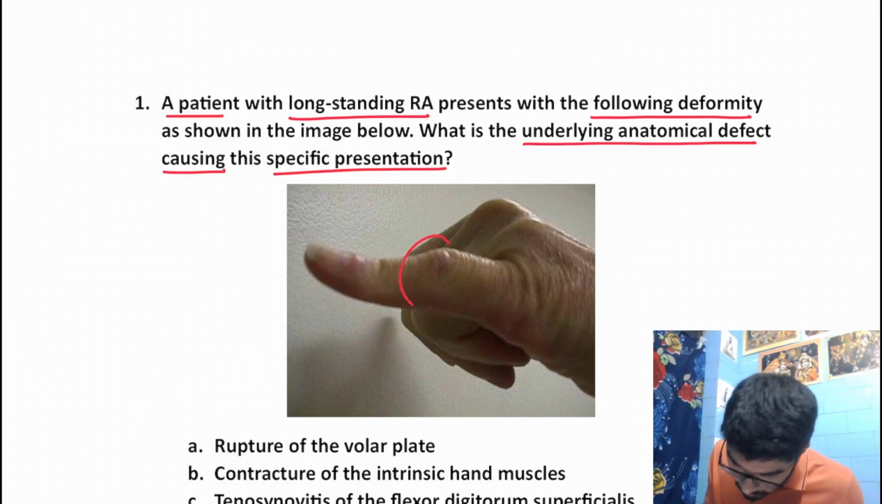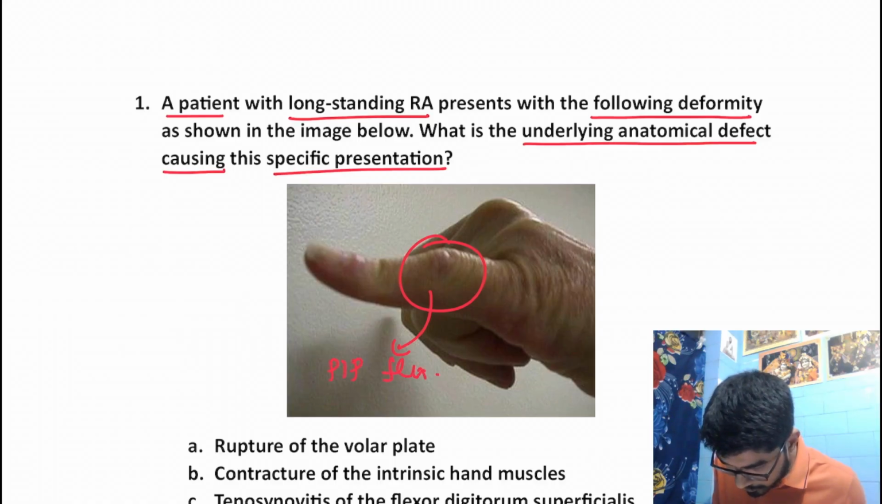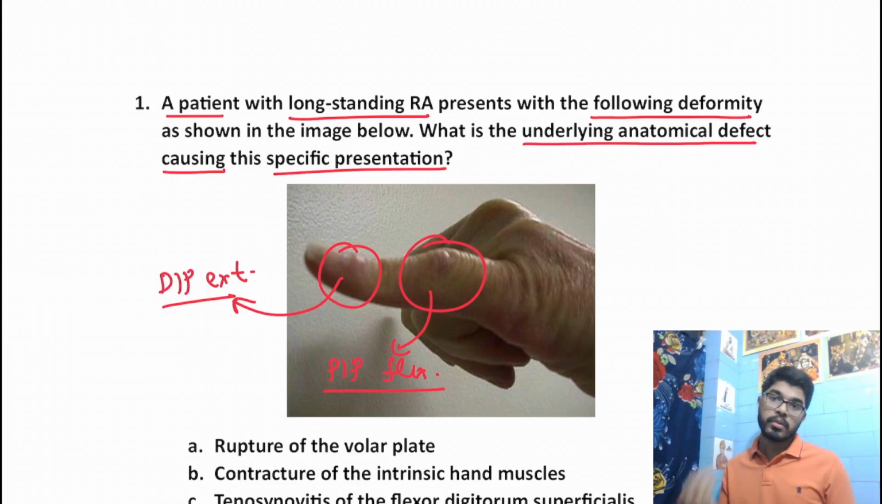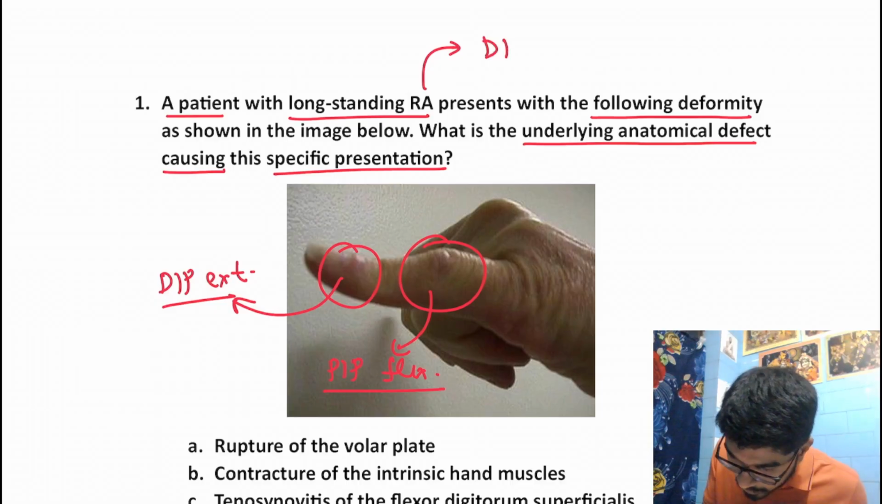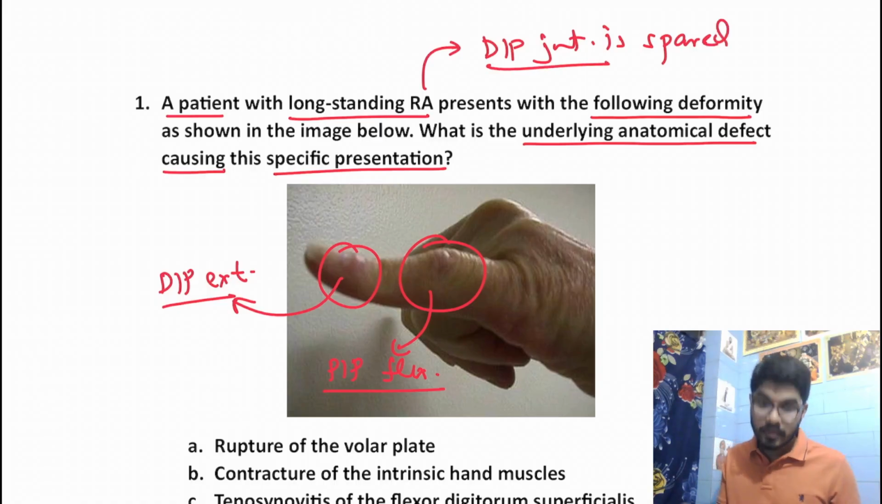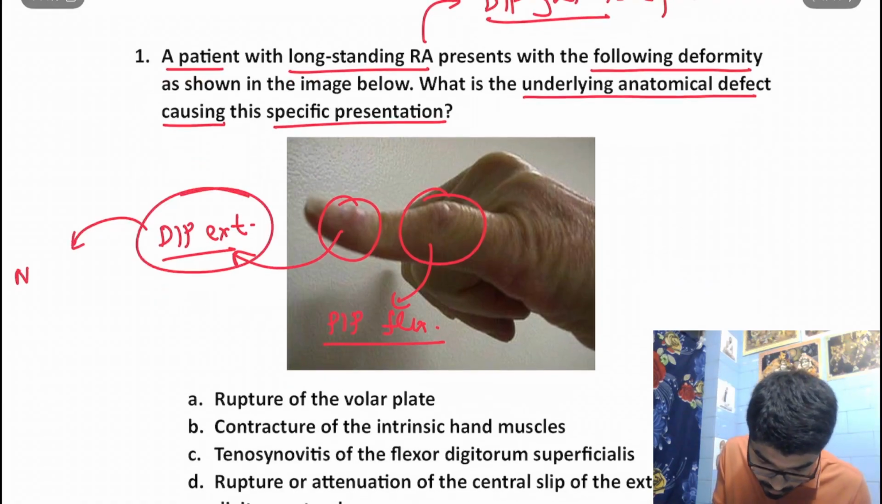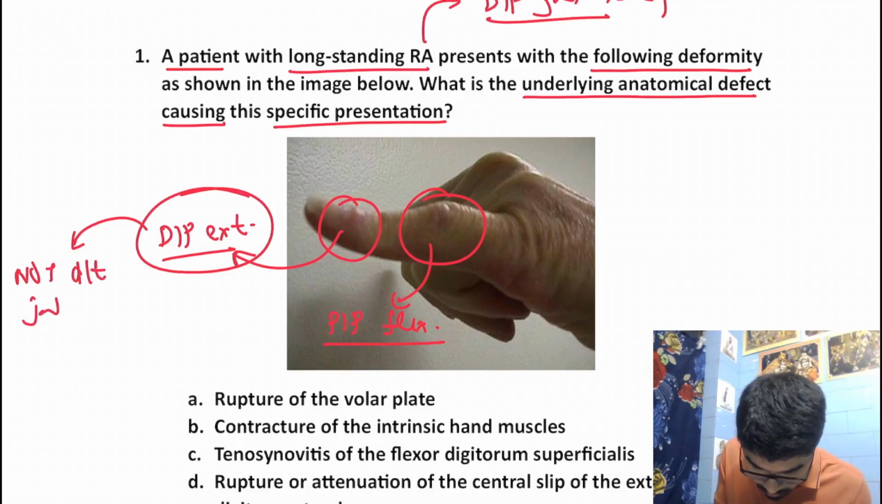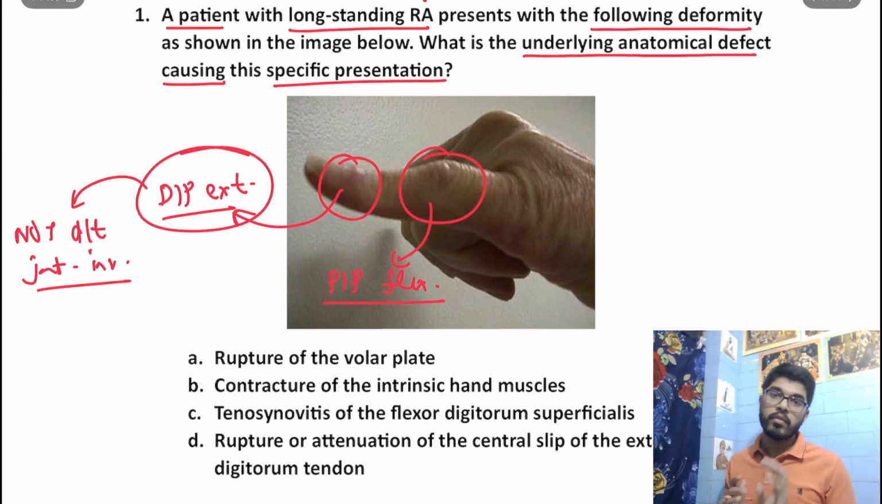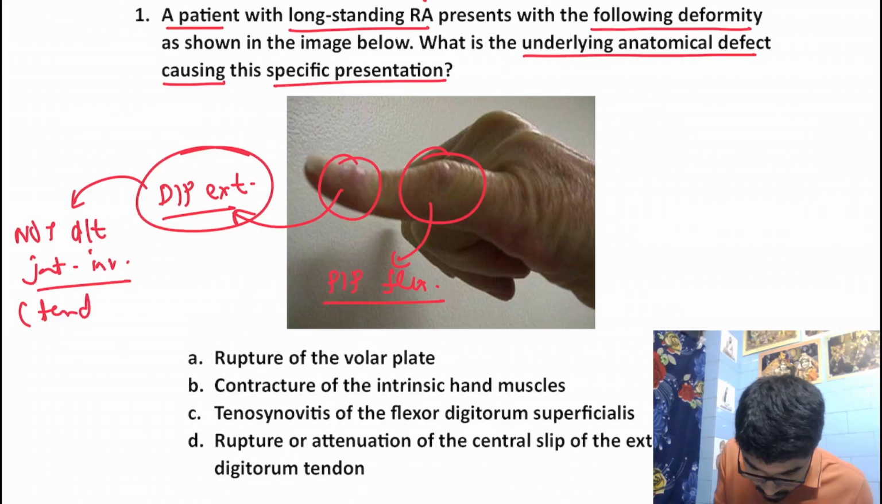So in this image we can very well appreciate that there is PIP flexion deformity. And in the DIP we can very well appreciate the extension. Now something important that we need to remember, that in rheumatoid arthritis the DIP joint is spared. As a result, this DIP extension is not due to joint involvement, because it is always spared. If our DIP joint is involved, then we can actually rule out rheumatoid arthritis. So this is actually due to tendon involvement.